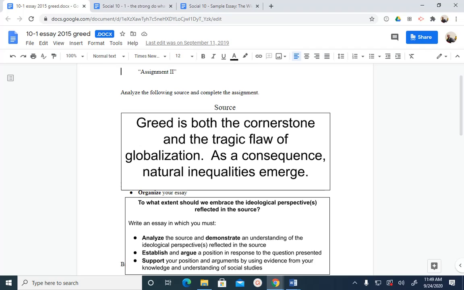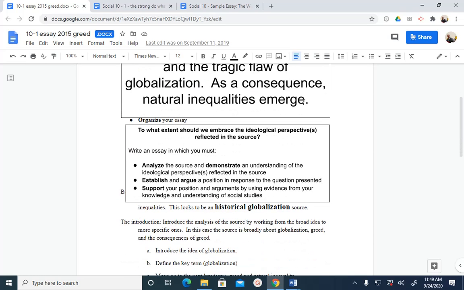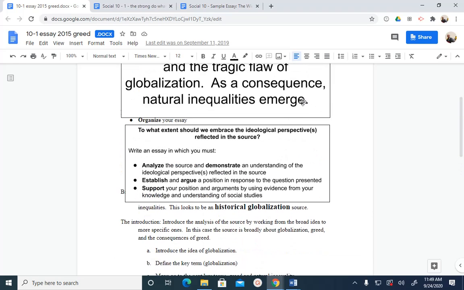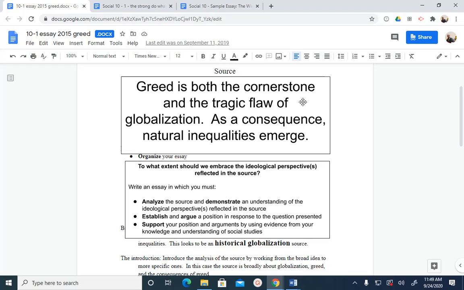So when we started developing our A2 writing skills, we ended up looking at some sources. So for example, we looked at this one. Greed is both the cornerstone and the tragic flaw of globalization. As a consequence, natural inequalities emerge. And as we looked at these sources, we unpacked them to find a connection to the theme, which is globalization, and we wanted to be more specific and break it down into big rocks, words like cornerstone and greed, inequality, in order to find a perspective about globalization.